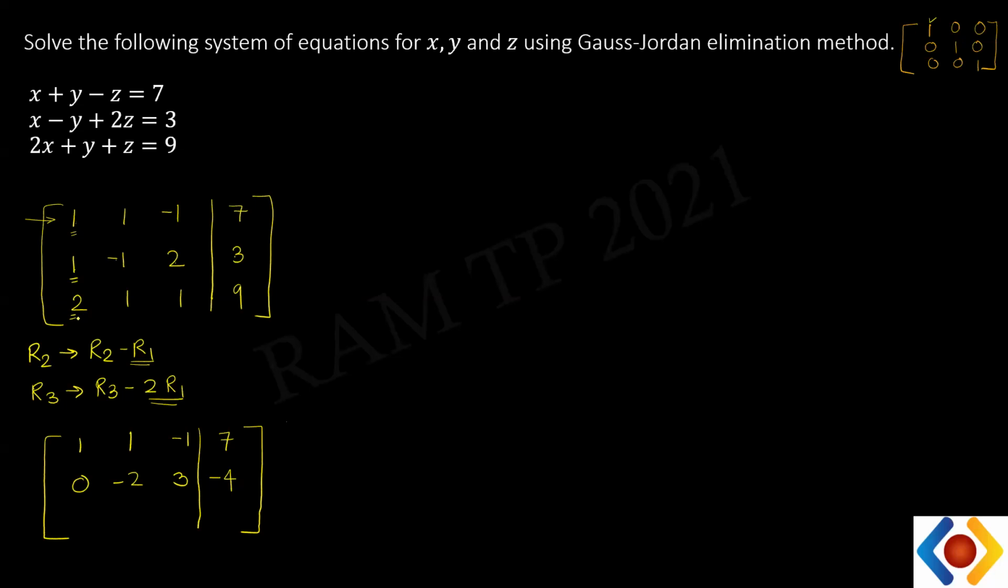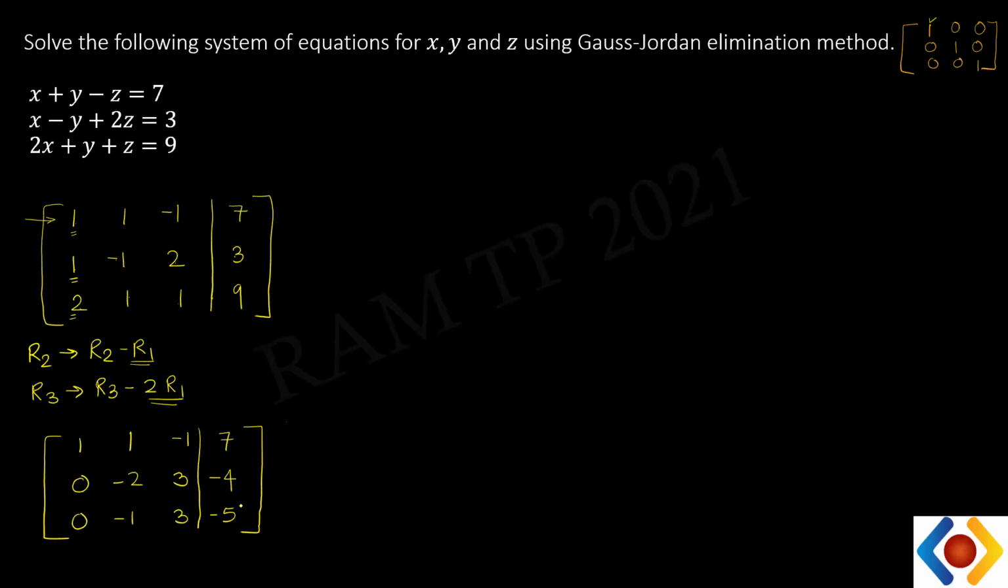Okay, let's think about row 3. Row 3 minus 2 times R1. So 2 minus 2 times 1. 2 times 1 is 2. 2 minus 2 is 0. 1 minus 2 times 1, that is 1 minus 2, minus 1. 1 minus 2 times negative 1. So 2 times negative 1 is negative 2, and 1 minus negative 2 is 1 plus 2, which is 3. Okay. 9 minus 2 times 7. 2 times 7 is 14. 9 minus 14 is minus 5. Are you all with me until here?